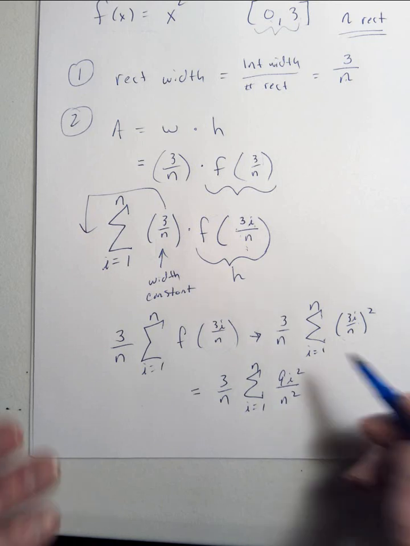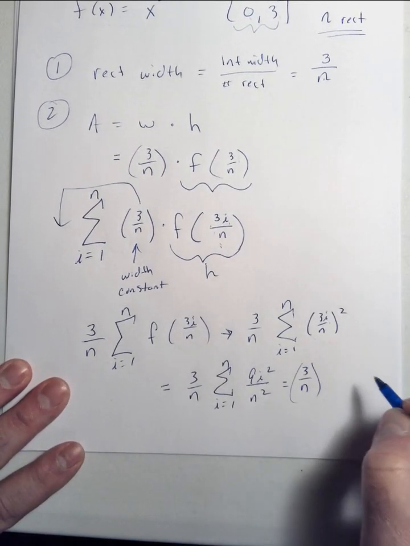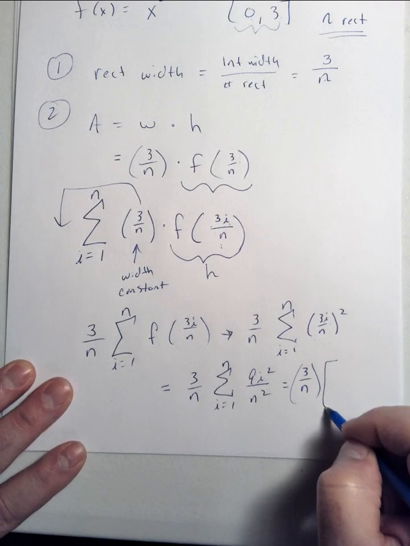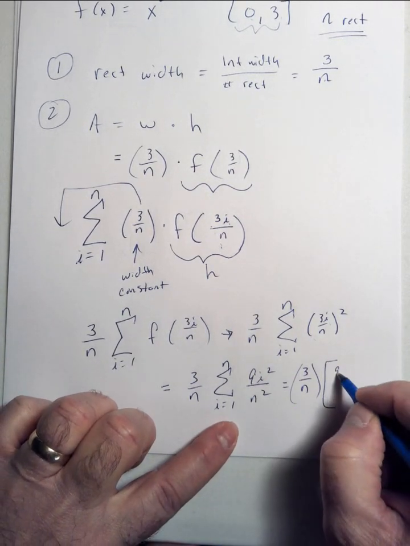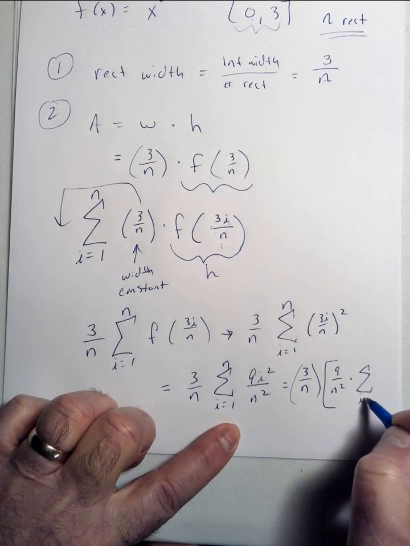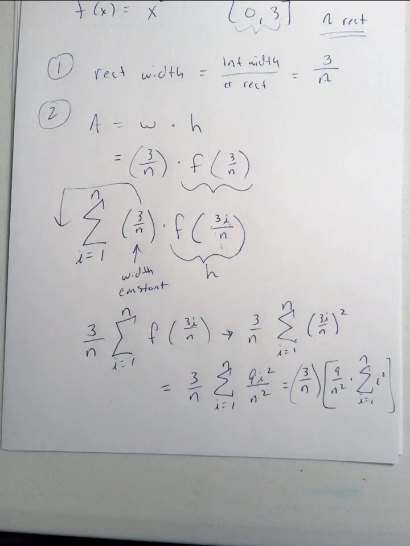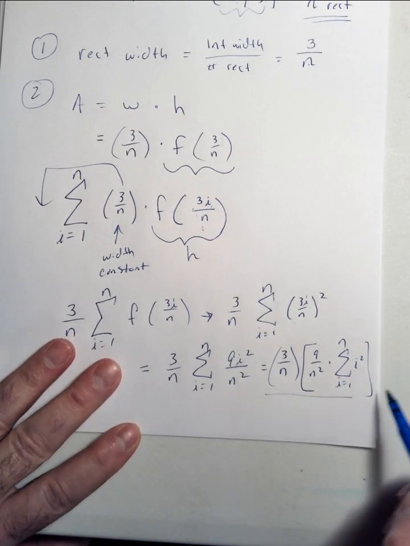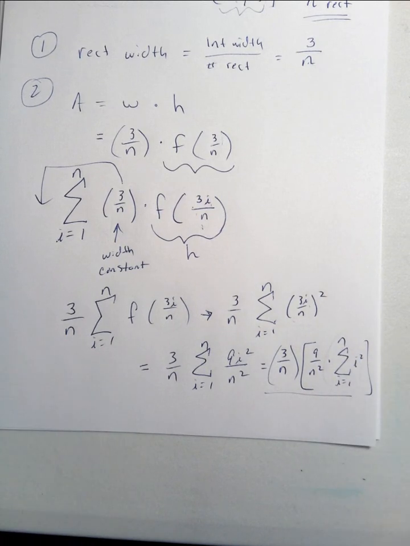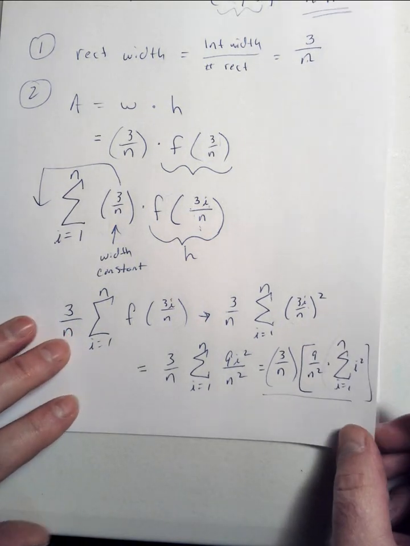And what we want to do now is isolate the i squared. So we're going to pull out the constant. So we have 3 over n times, pull out the 9 over n squared, times the sum of the integers squared. Alright, so why do we need to know these formulas? For right now, this is the whole process, the whole time we need to do that. Alright, so I'm going to flip this over and we're going to continue.